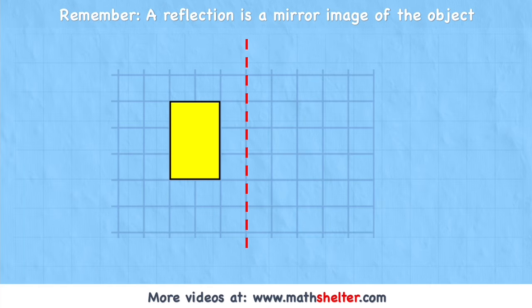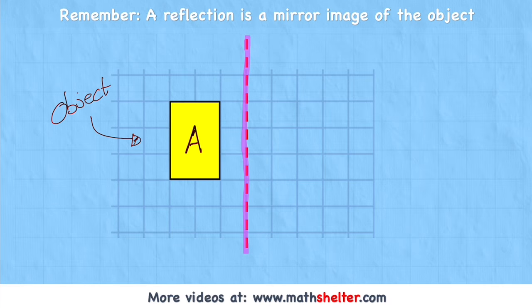Okay, let's start with this very basic example. We have this shape A, and because this is the original shape, this would be referred to as the object. And then we can see this dashed red line. This refers to the mirror line. This is the mirror line that we're going to be reflecting our object shape across.